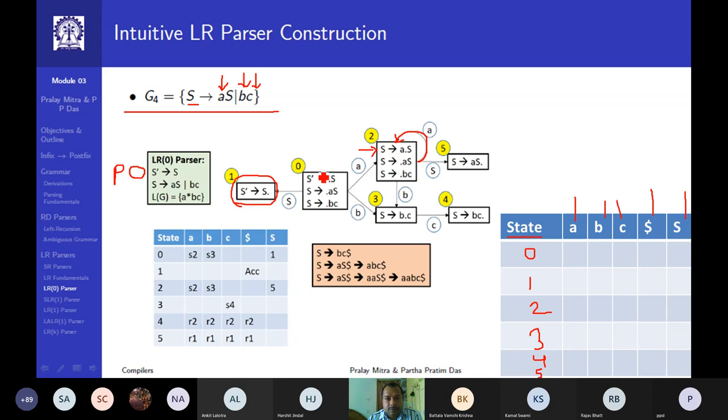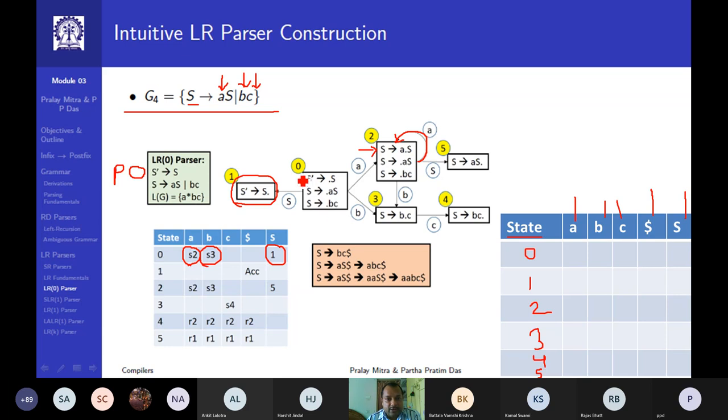Okay. Now, from the 0th state, if I see A, where shall I go? I will make a shift and will go to second. So that's why S2. From 0th state, if I see B, then I will go to S3. From 0, if I see S, non-terminal, then I will go to state 1. Sometimes this is also written as G1, indicating go to 1. Sometimes it is written without G.